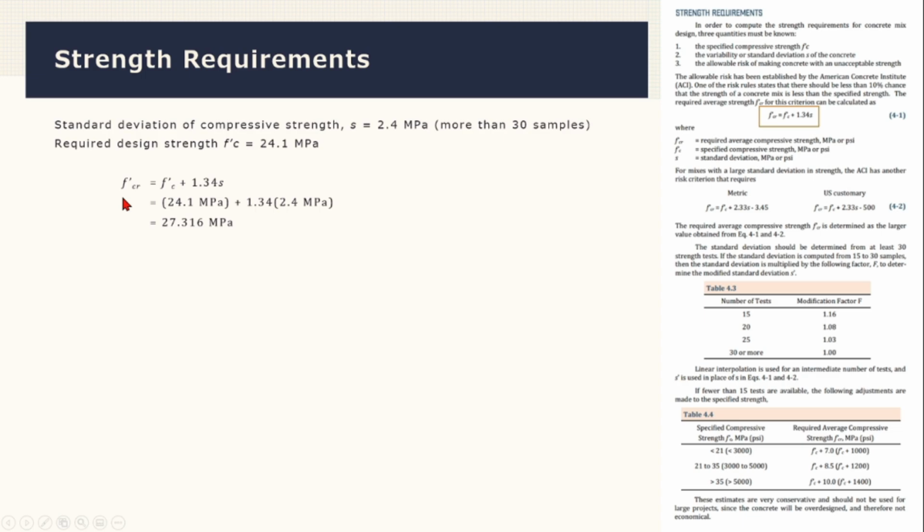Now, this is not the only formula that the ACI suggests. We also have another formula for a large standard deviation. We'll be using this formula for the metric system and substituting the given. We have f'c of 24.1, standard deviation of 2.4, and the answer is 26.242. The question is, which required average strength shall we use from these two f'cr? According to ACI, the required average compressive strength f'cr is determined as the larger value obtained from equation 4-1 and equation 4-2. Therefore, we'll be using the larger between these two, which is 27.316 megapascal. We now have our required average compressive strength f'cr.